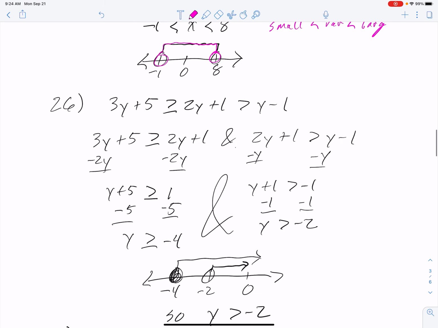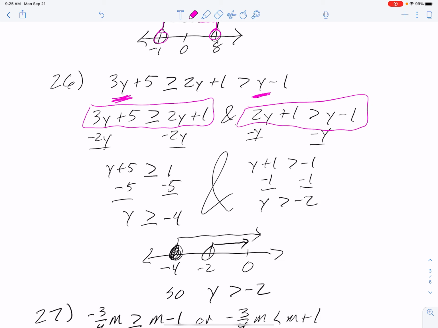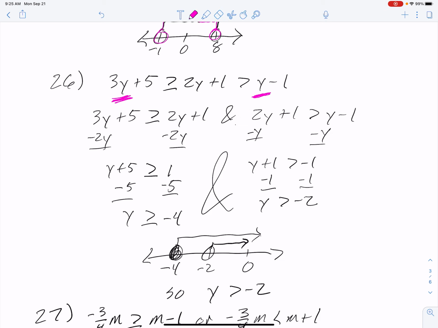So what I was talking about a moment ago happens in 26. On the right-hand side of the inequalities, I've got a y value. On the left-hand side, I've got a 3y value. Since these two values on the right and on the left don't match, I actually have to take the time to break them into two separate inequalities joined by the word and. If you try to solve this all as one inequality, you're going to see that you can never isolate the y value. So, on my left side, I begin by subtracting 2y.